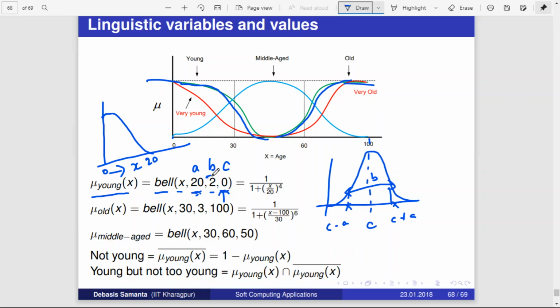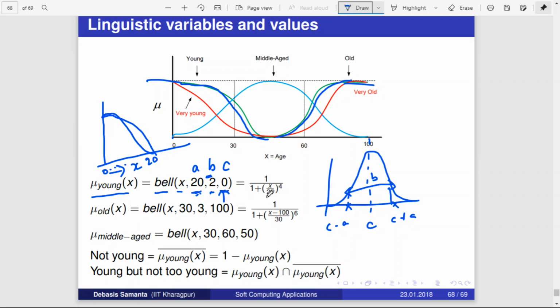And what is this b? Actually this b is talking about the slope: when x increases, how should the slope change? Should the slope vary very fast, or should it come slowly? Here we are making the slope change gradually, so we give 2.